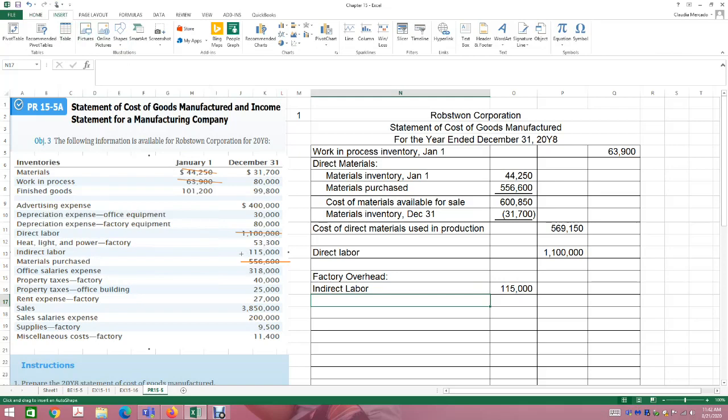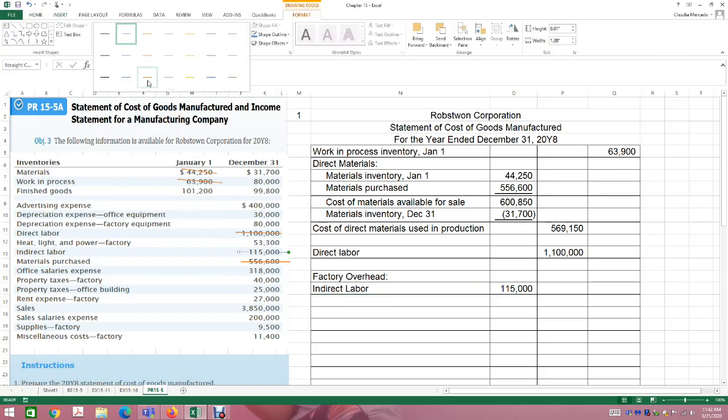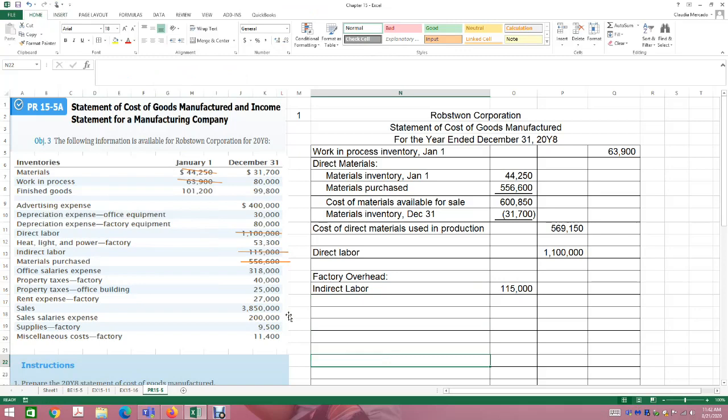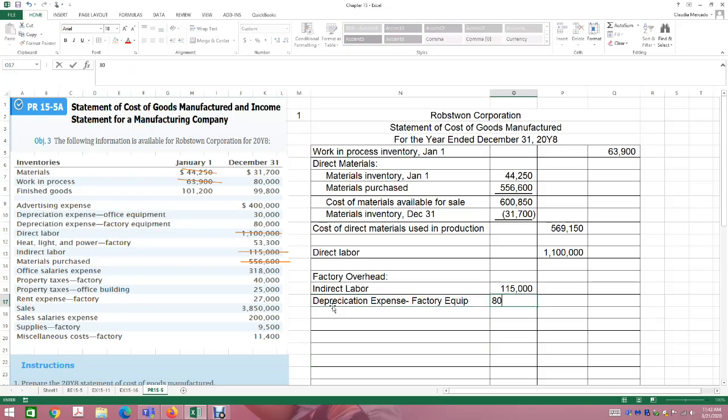So we're looking for costs that are related to the factory. The next thing we're going to look at is the depreciation expense for the factory equipment. Now we have equipment and the depreciation associated with it. We're going to take only the factory equipment because these are factory overhead, only anything associated with the factory. So I have my depreciation expense for factory equipment, and that is $80,000.